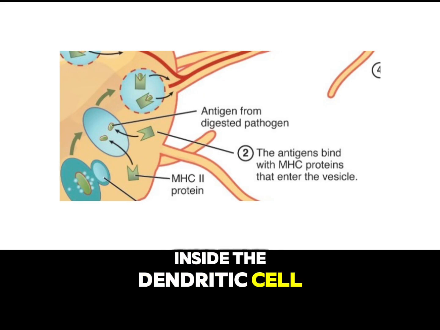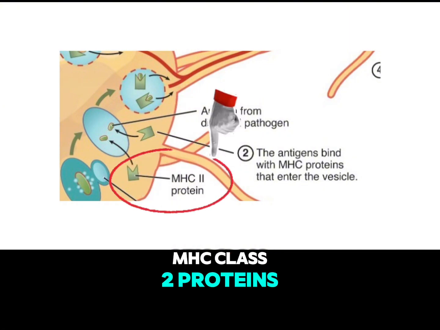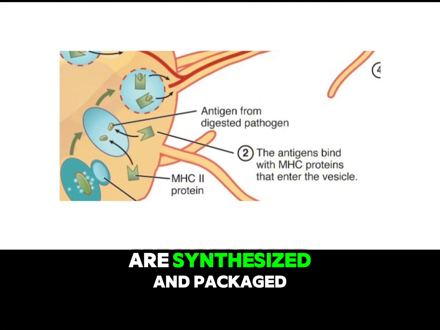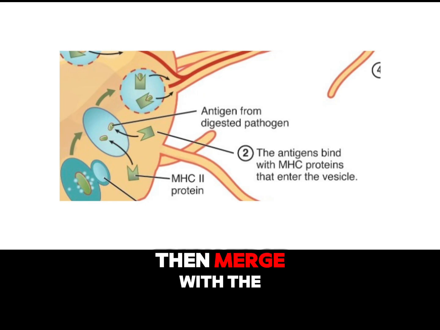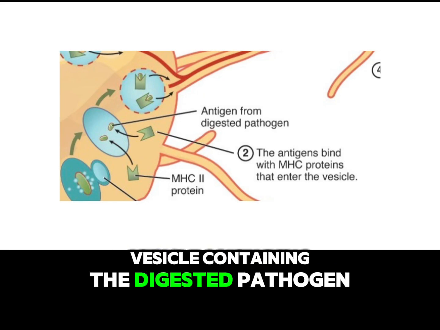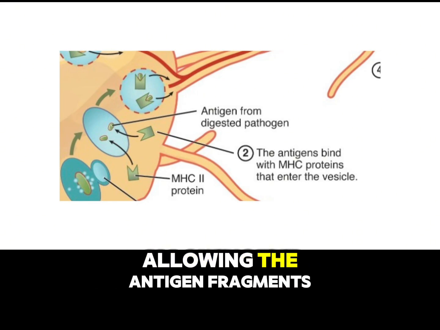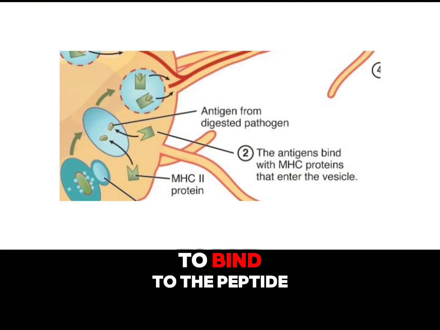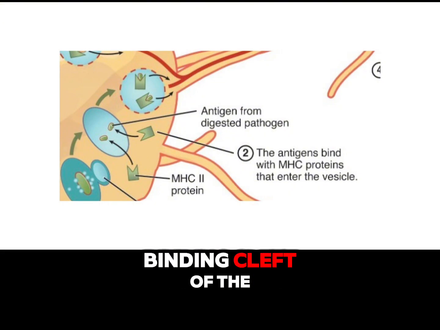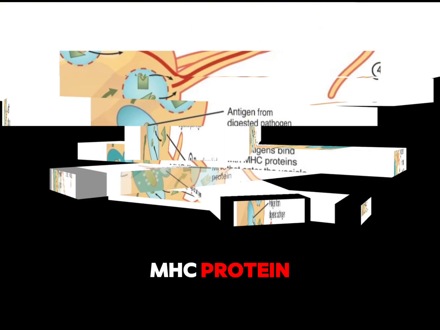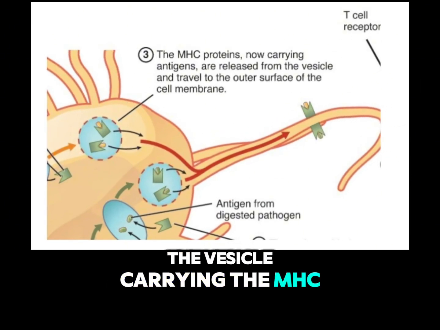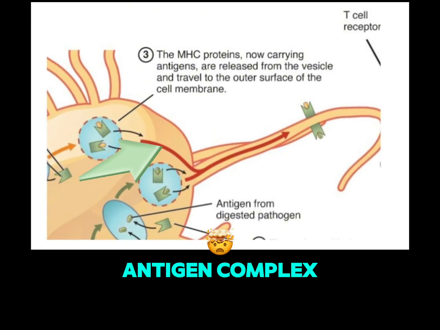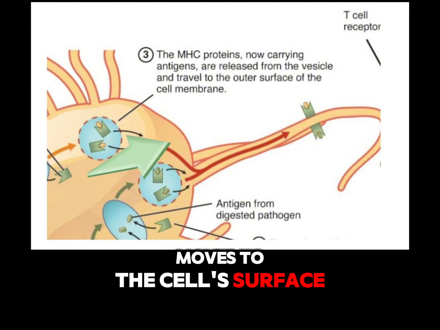Inside the dendritic cell, MHC class 2 proteins are synthesized and packaged into vesicles. These vesicles then merge with the vesicle containing the digested pathogen, allowing the antigen fragments to bind to the peptide binding cleft of the MHC protein. Once the antigen is attached, the vesicle carrying the MHC antigen complex moves to the cell's surface.